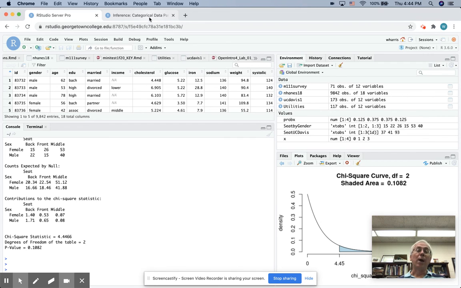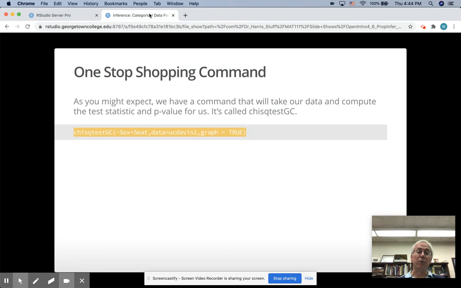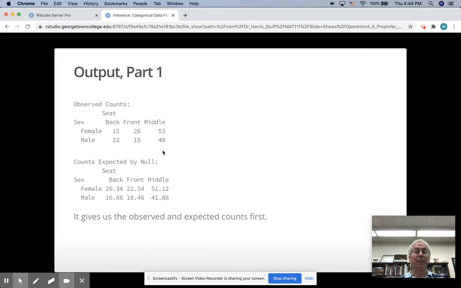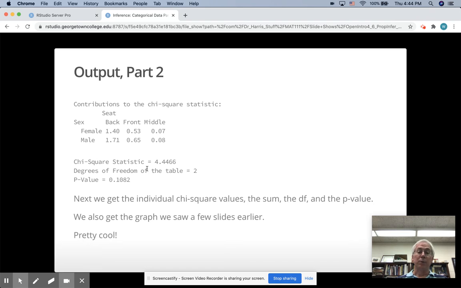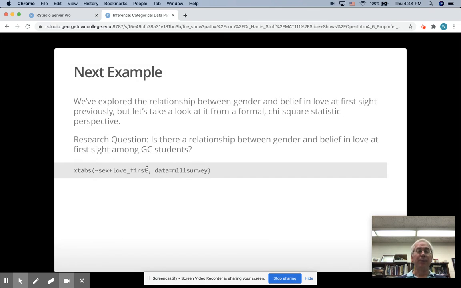So the reason why I'm asking us to do the handwork is to try to reinforce what it is that we're actually doing and not just rely on doing a few keystrokes to get the answer for us. So we love the chisq.testGC. It gives us this output, and it seems to match very well with our earlier computations. But again, I'm going to be asking us to do a lot of this work by hand in a couple of more examples. Let's do another example here in this slideshow.